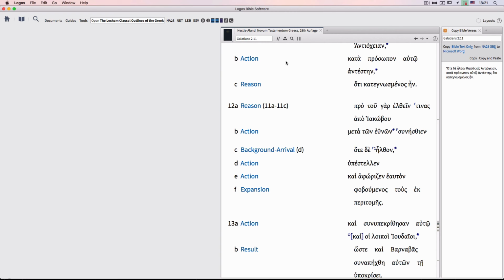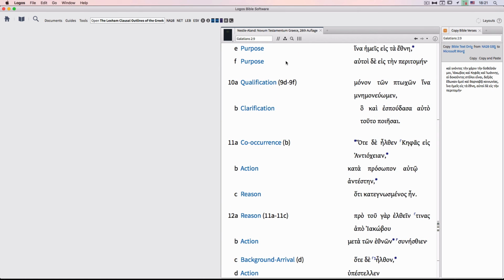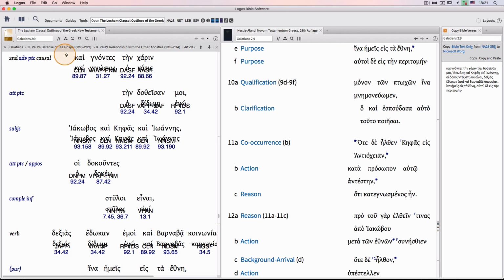And what we want you to do is to basically do some comparisons to see where they might be similar and different, where you might make some corrections based upon what you see here. Notice that this is focused, shall we say, much more on the phrase and a little bit less on the clause, but still it can be helpful for you to look at. Another tool for you to look at is the lexham clausal outlines.